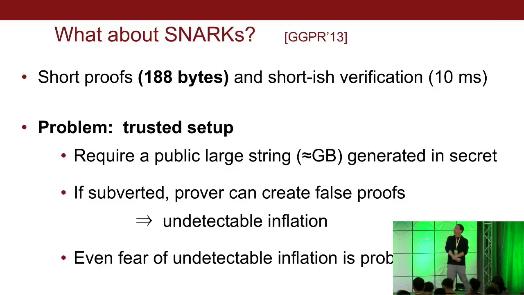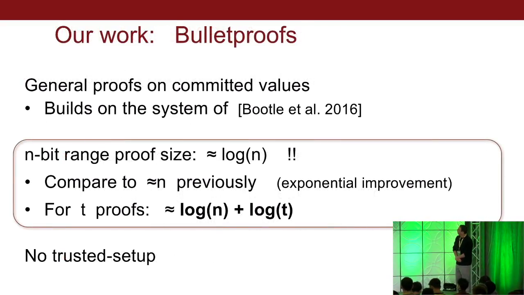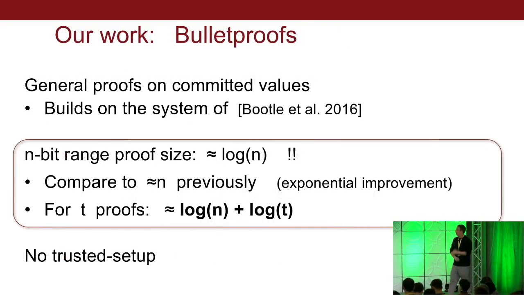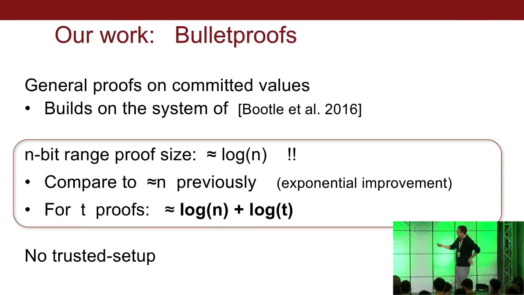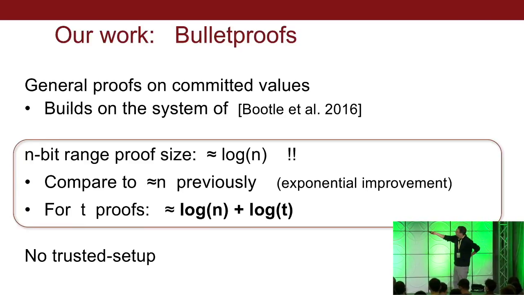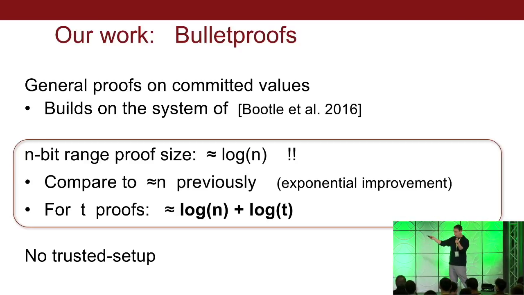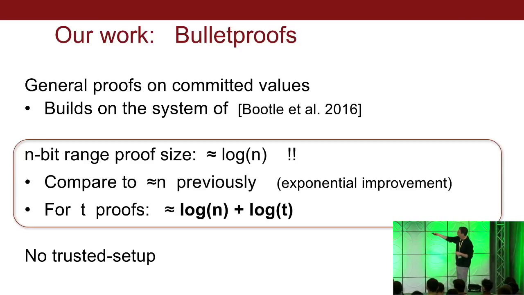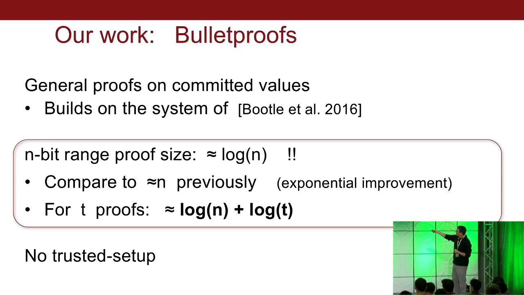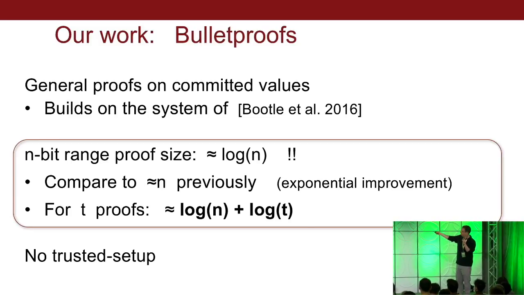What we can do is we have proofs that are much shorter than the Sigma protocols that I talked about before. So notice again here, if you want to do an n-bit range proof, so I want to prove something about committed values, for example, that they're in a certain range, now the size of the proof is logarithmic in the size of the range. Before it was linear, so we reduced it to logarithmic. So you could say it's an exponential improvement in the length of the proofs.